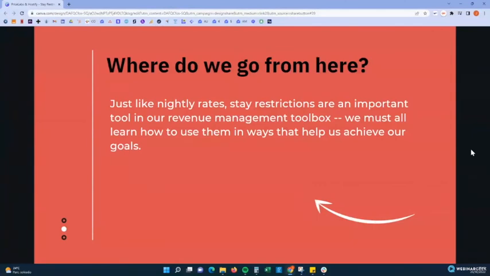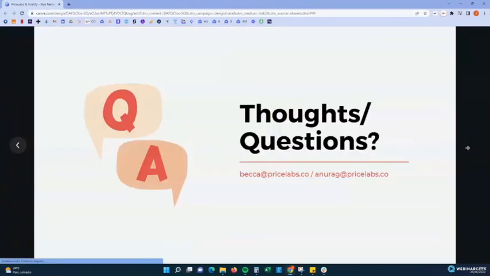So where do we go from here? Just like nightly rates, stay restrictions are important. As I mentioned at the beginning, don't focus only on pricing. There's much more in revenue management. There's segmentation, there's forecasting, and there's minimum stays. Minimum stays are very, very, very important. Can we change it? Okay, so this is the end.